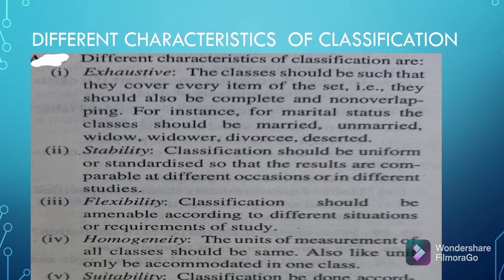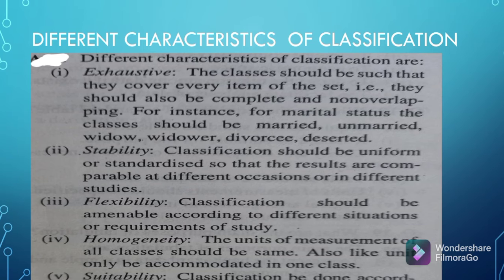The different characteristics of classification. Exhaustive. These classes should be such that they cover every item of the set, that is, they should be complete and non-overlapping. For instance, for marital status, the classes should be married, unmarried, widow, widower, divorcee, deserted.